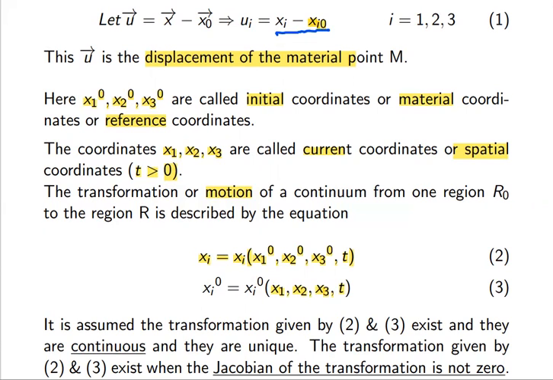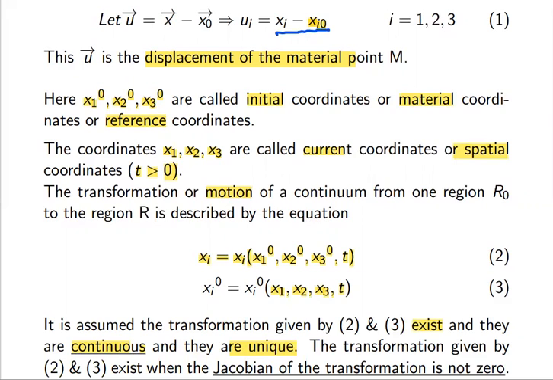So it is assumed that the transformation given by these two equations exists, and that they are continuous and unique. That's an assumption. Whenever there is a motion, we assume that the transformation exists, and that they are continuous and unique. Look at equations 2 and 3 again. Equation 2 is ξ in terms of ξ⁰ and t, and equation 3 is ξ⁰ in terms of ξ and t.